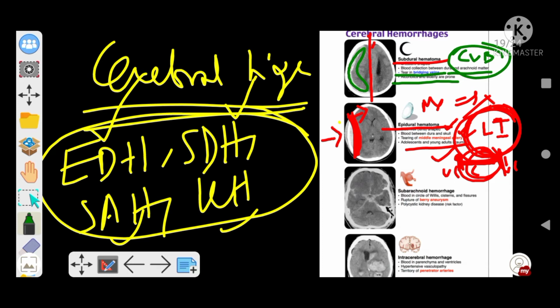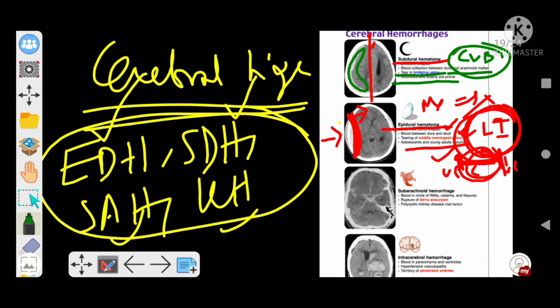Here also management is surgery if the bleed is more than 1 cm thickness, midline shift is more than 5 mm, or there is a fall in GCS, right? That we have mentioned in the NICE guidelines. So this is all about SDH, right? Also I would like to mention that brain injury is more in subdural hematoma than extradural hematoma, right?